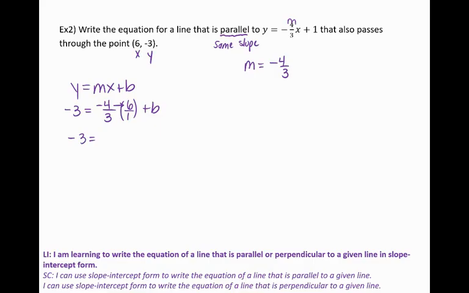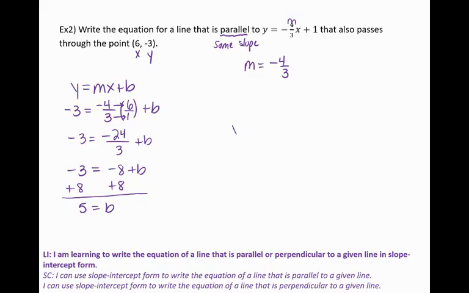Remember, straight across. If you know how to cross cancel, of course, feel free to do that. Negative 4 times 6 is negative 24. 3 times 1 is 3. And then plus b. Do some simplifying. Negative 24 divided by 3 is negative 8. And then plus b. I want b by itself, so I'm going to do the inverse of negative 8, which would be plus 8 to both sides. And I get, looks like 5 equals b.